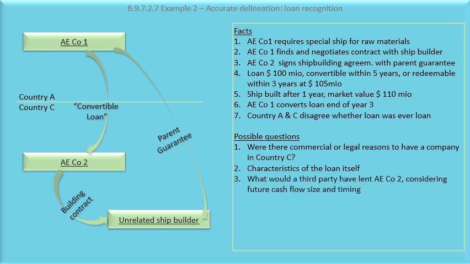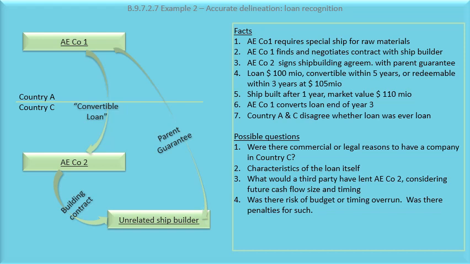Third question would be, what would a third party have lent to AECO 2, considering future cash flow size and timing? And the issue here is, well, you need to know what kind of guarantees AECO 2 has. I mean, can a future third-party lender just take the ship instead, or something like that?